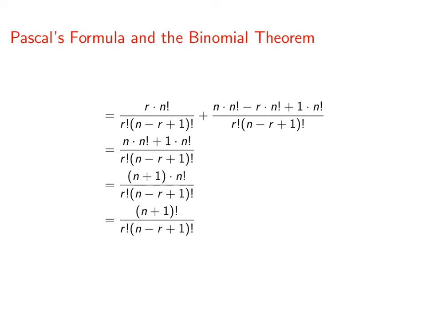And now, this final expression that we have is simply a binomial coefficient. It is the binomial coefficient for n plus 1 choose k, and that's exactly what we were trying to get to. Okay, that's all for now.